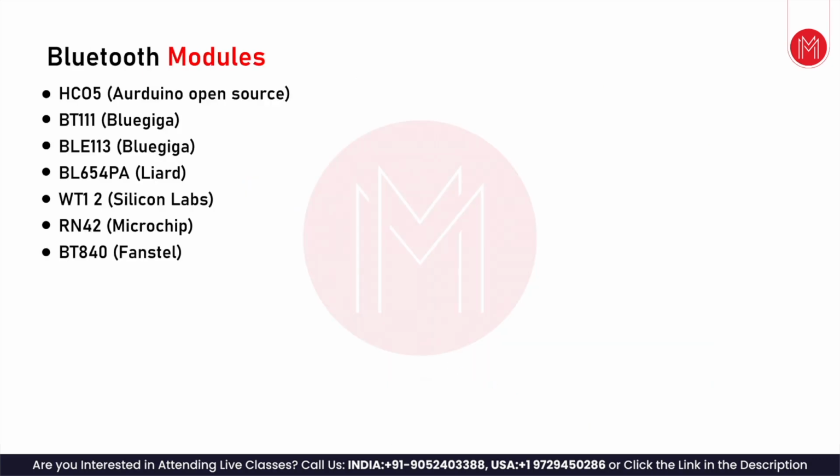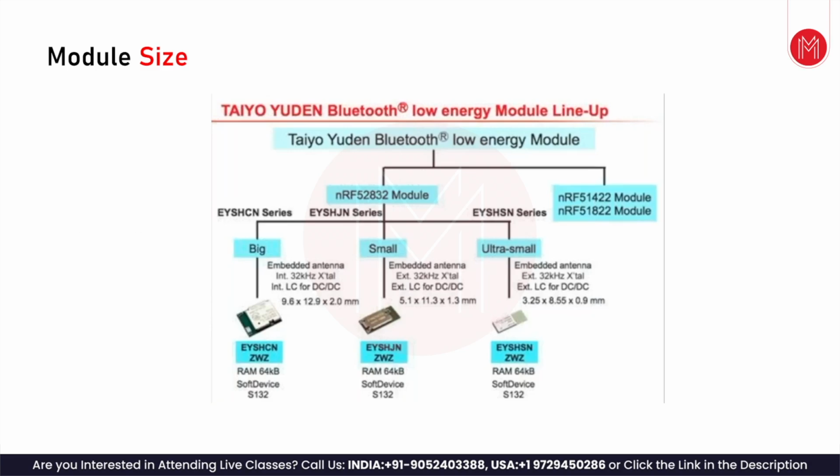Here are some Bluetooth module examples. HC05, Arduino open source module. Uden, I found it interesting, so I put this. It's basically very small modules compared to the others. This is very small, 3.25 by 8.5 by 0.9. Typically ideal for smartwatches and those kind of solutions.